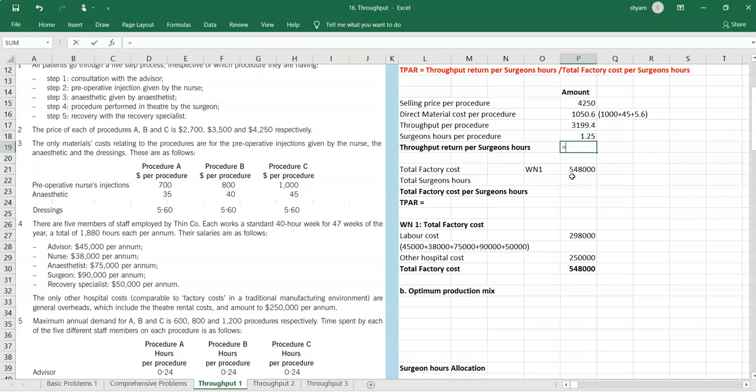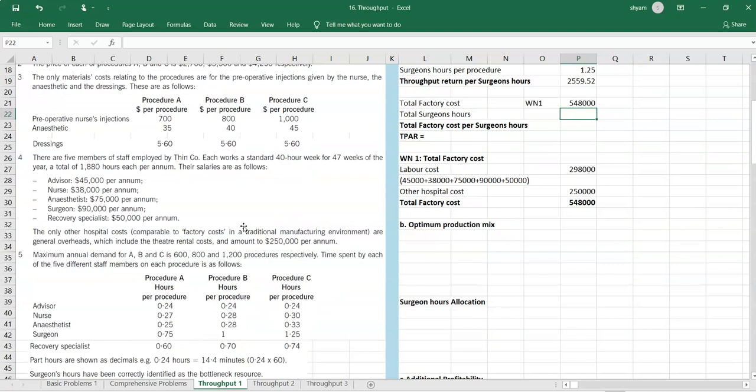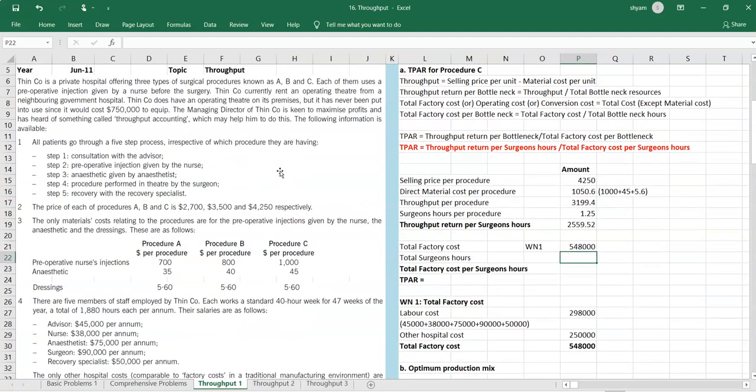Thereafter we just have to divide and get the answer. This is the throughput return per surgeon hour. Now we'll get the total surgeon hours. They have not mentioned how many surgeons there are, so we'll assume there's only one surgeon. If you make any assumption, just note it down: assuming one surgeon in the hospital.